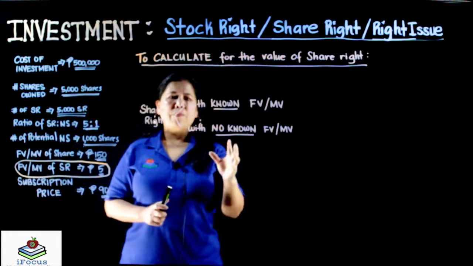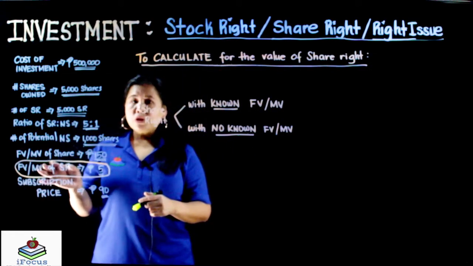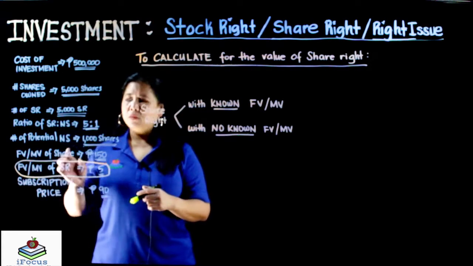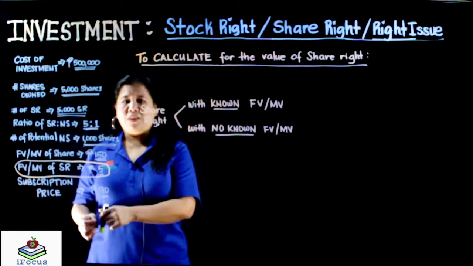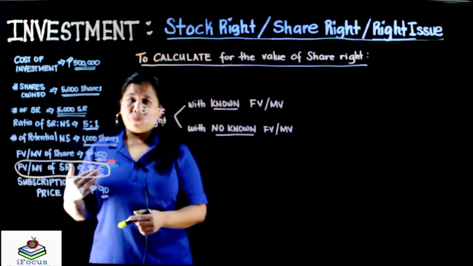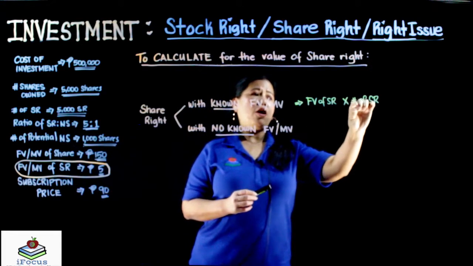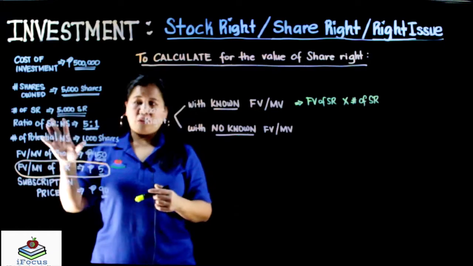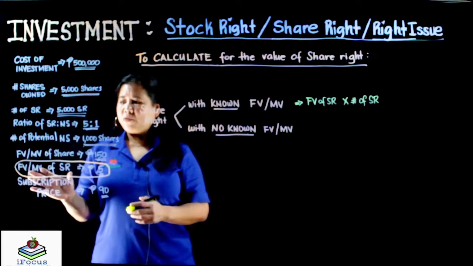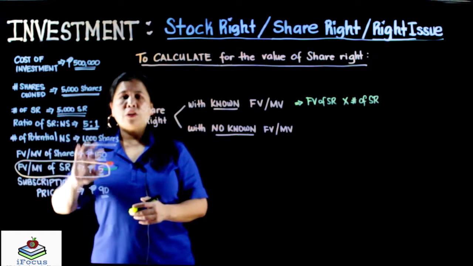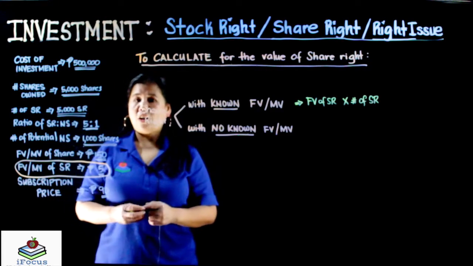Kapag ang share rights ay may known fair market value, kagaya ng ating practice questions, meron siyang given na fair market value or the fair value of the share rights na 5 pesos, yan ang gagamitin mo kapag given or there is known value of the share rights. Yung value na yan, i-multiply lang natin sa number of share rights. Kagaya ng ating practice questions, ang number of share rights natin ay 5,000 share rights at ang fair value niya ay 5 pesos. So, i-multiply lang natin yan sa number of share rights. So, we get 25,000 as the value of our share rights.